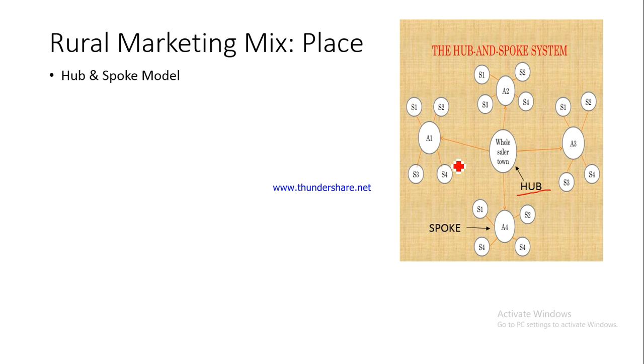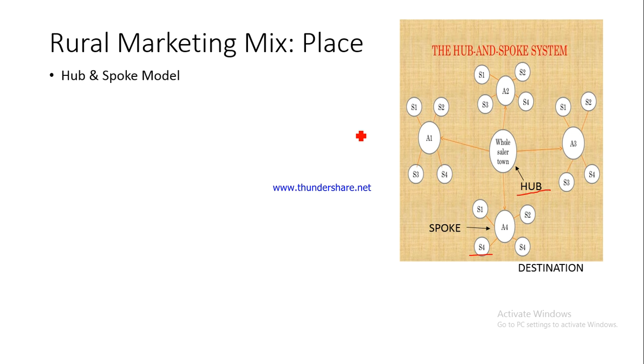So rather than having to distribute your product straight away to a retailer, let's say this particular retailer, you will do what? You will make it reach the wholesaler here in the big town, who will then send it further to the small wholesaler in the small town in the vicinity of this bigger town, and this small wholesaler would then ultimately supply to S1, S2, S3 and S4s. So this is how the whole distribution would take place. So hub and spoke model is used in rural markets. So this is one model that you can adopt to make your product reach the customers in the rural markets.